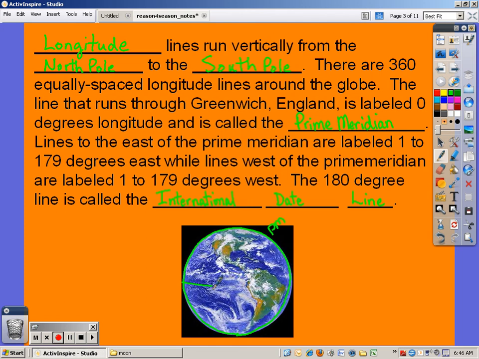Here once again is the equator. Here's the Earth's axis. And your longitude lines would look something like this. Now the Western Hemisphere would be longitude west, Eastern Hemisphere, longitude east. And the international dateline is basically where your day changes from Monday to Tuesday, Tuesday to Wednesday, Wednesday to Thursday, and so on.